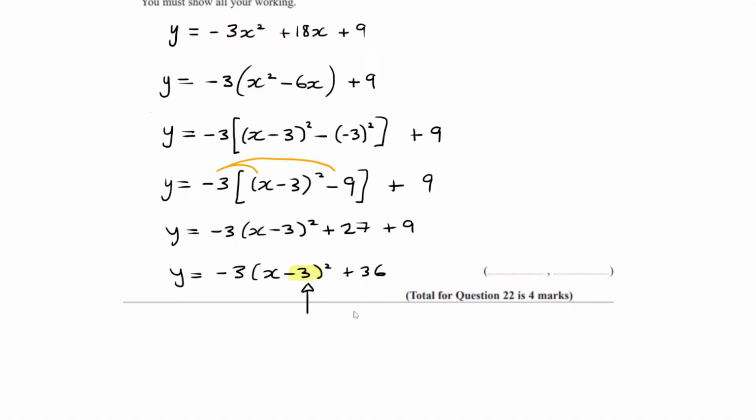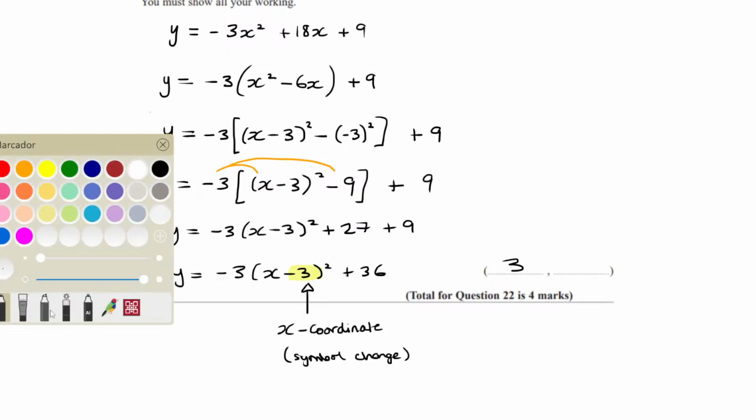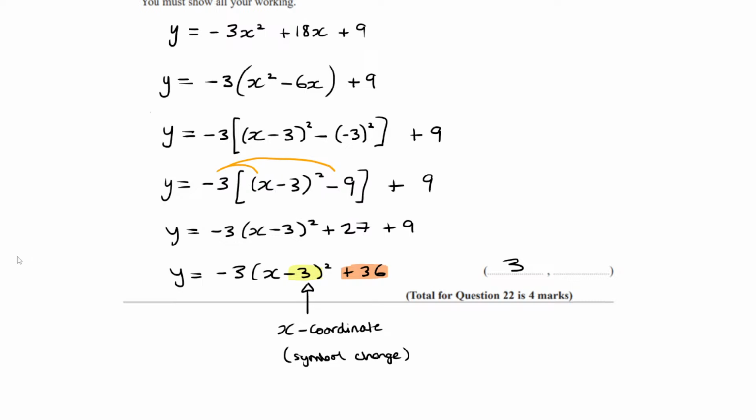This one here, inside the bracket, is always the x-coordinate. But the only thing you have to remember is that it does change the symbol, doesn't it? So you see how that says minus 3? I'm actually going to put positive 3. So just remember that, symbol change. And then this one, on the outside, at the end, that is the y-coordinate. Now that one you don't change the symbol. So if it says positive 36, you take positive 36. If it says negative 36, you take negative. Oh, only one coordinate, not 2. 36. So the last bit's really easy.